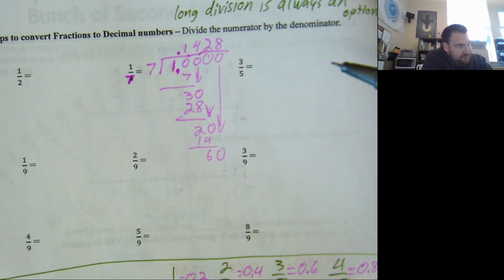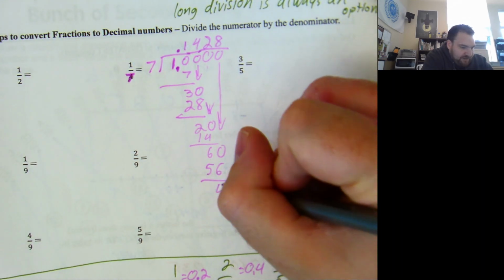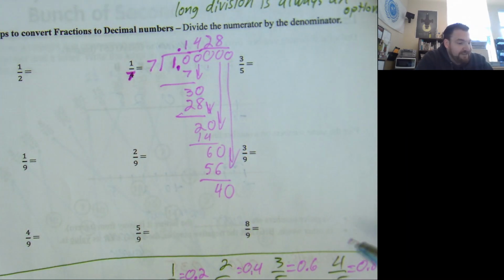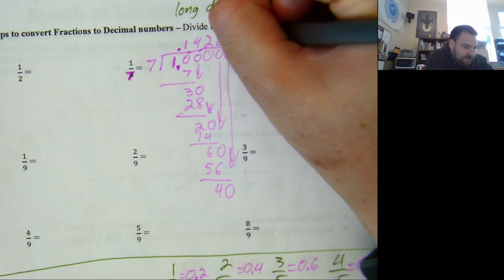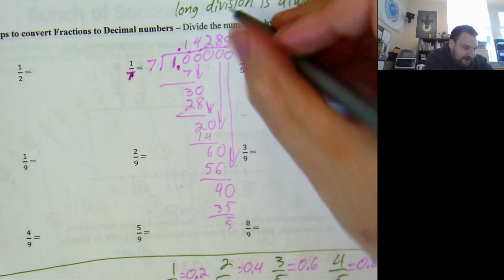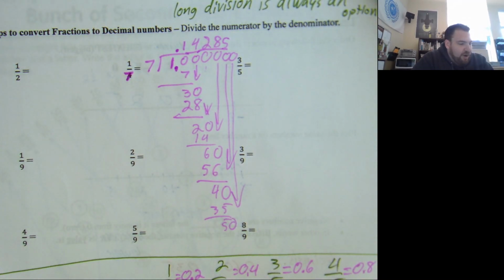7 times 8 is 56. Subtract that, that's 4. Add a 0, bring it down. When do we stop? I don't know. How many times does 7 go into 40? 5 times. 5 times 7 is 35. Subtract those, bring a 5. Add a 0, bring it down. We can see that this is going to go on for a while.